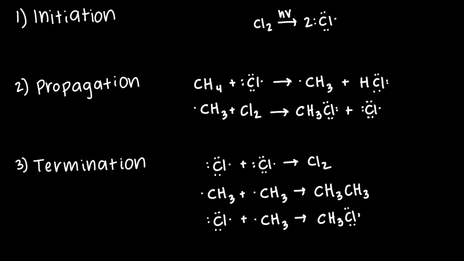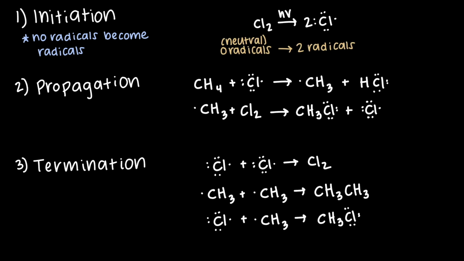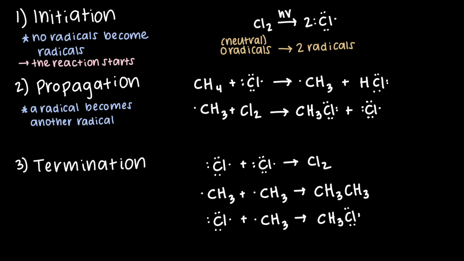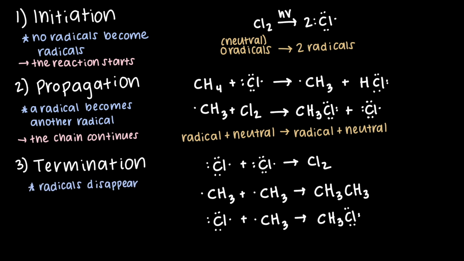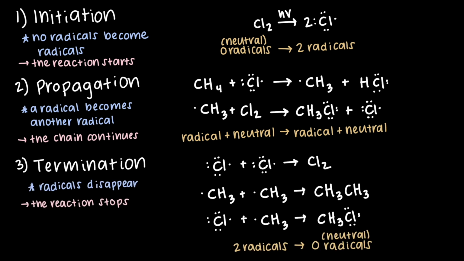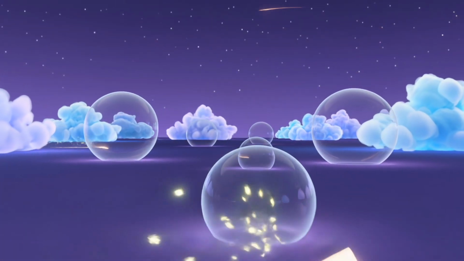Now let's compare all 3 stages side by side. Initiation. No radicals become radicals. 0 radicals become 2 radicals. The reaction starts. Propagation. A radical becomes another radical. 1 radical becomes 1 radical. The chain continues. Termination. Radicals disappear. 2 radicals become 0 radicals. The reaction stops.